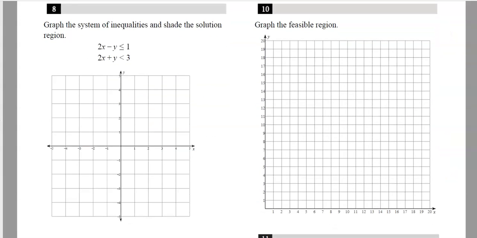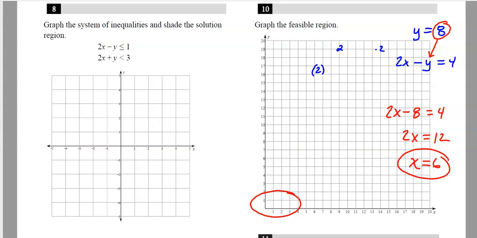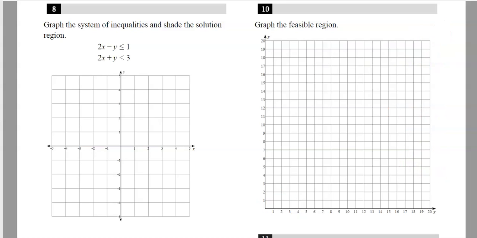Keep on going. Number 8, graph the system of inequalities and shade the solution region. All right, so first thing I need to do is I don't want to graph it the way it is right now. It's in standard form. I want to graph it in slope-intercept form. So I'm going to solve for y. So we'll make the top equation the blue equation. So I'm going to move the 2x. I'm going to subtract 2x from both sides. And I get negative y less than or equal to.